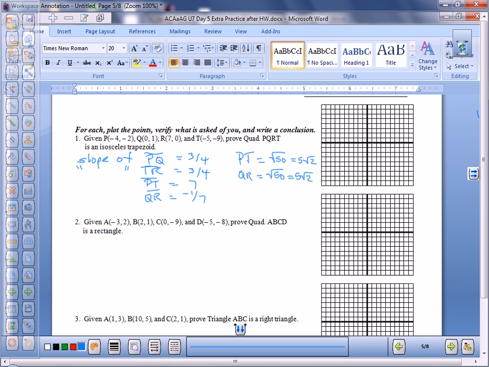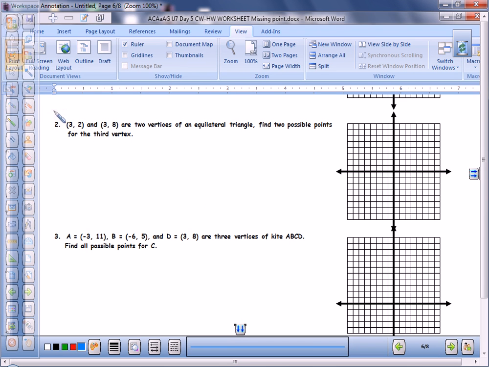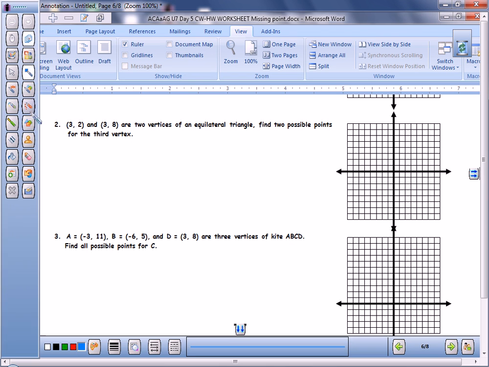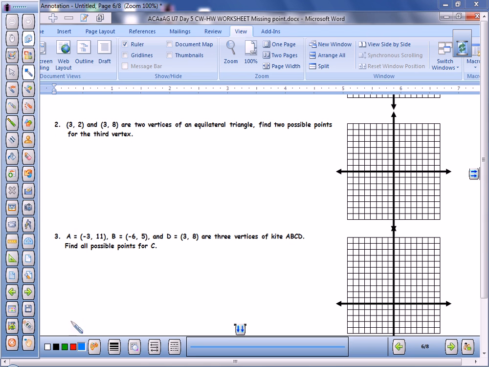I'm very visual, so the first thing I always do is sketch a picture. We are given a graph here so I can actually plot it. The points 3, 2 and 3, 8 are 2 vertices of an equilateral triangle. So I'm going to connect them because I know they will connect. And I know there are 2 of the vertices on this equilateral triangle.